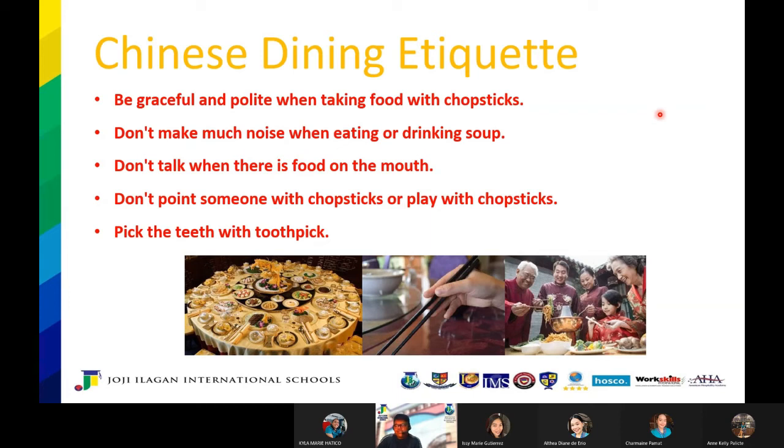Merong ginagawa sa China. Let me get my chopsticks for a while lang. Kukunin ko yung chopsticks sa kusina.